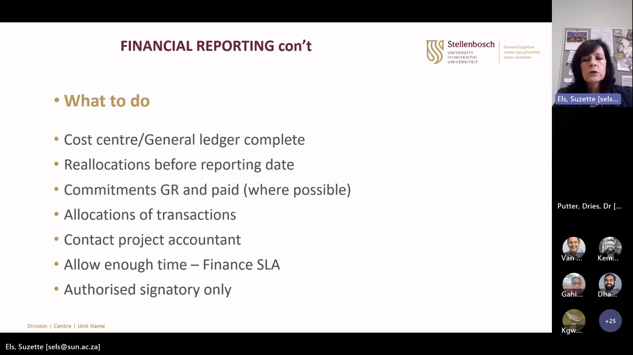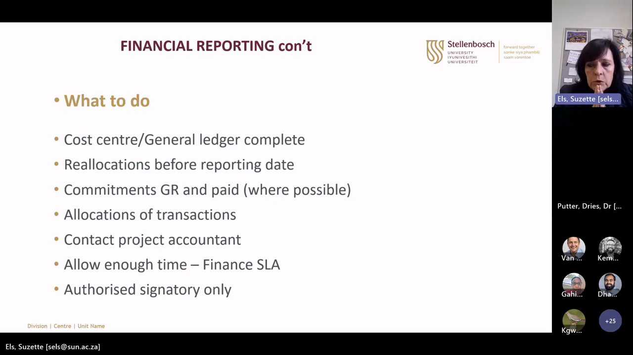Or I forgot to do the journal, and now the journal is in the next year, January, but it must be included. If you know before the time what your report period is, you can make sure that all of your transactions appear in a specific reporting period.